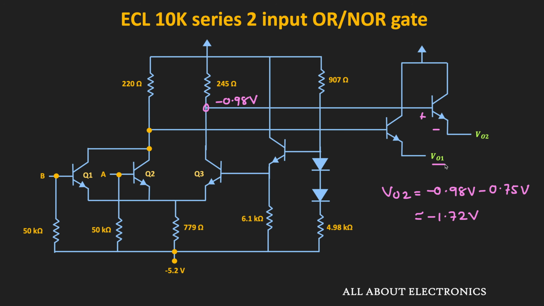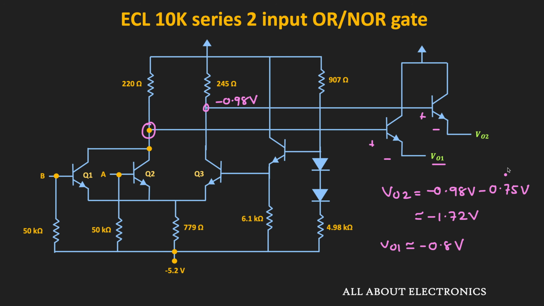And similarly, if we see the VO1, then that is equal to the voltage at this node minus 0.75 volt. So this VO1 will also be roughly equal to minus 0.8 volt. So in this way, because of this emitter follower stage, we are getting the proper logic high and logic low levels. Here as you can see, this VO1 and VO2, or the outputs of this ECL gate, are kept open. But in the actual circuit, either they are connected to another ECL gate or they are connected to the output load.